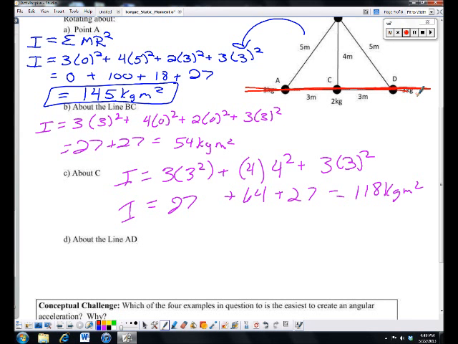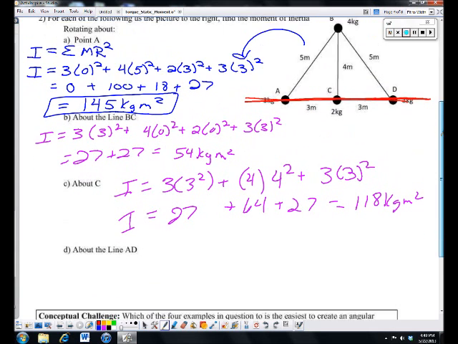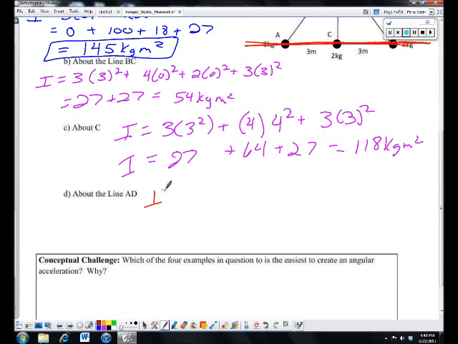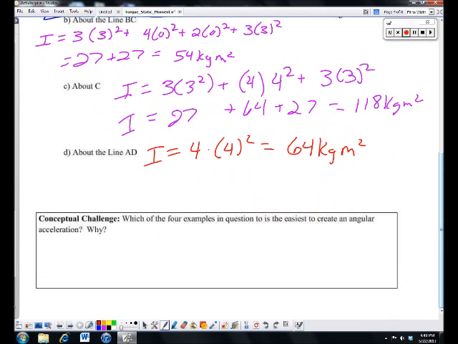I hope you recognize the moment of inertia of A is 0. The moment of inertia of C is 0. The moment of inertia of D is 0. So the only moment of inertia that matters is B. And it is I equals 4 times 4 squared, which again is 4 to the 3rd, or 64 kilograms meters squared. So conceptual challenge, give you a second, try this answer.